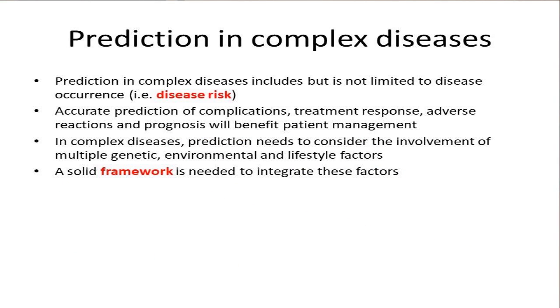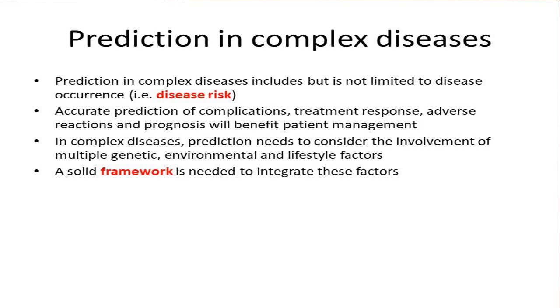And of course, the prediction in complex diseases includes, but is not limited to, disease occurrence, in other words, disease risk, but accurate prediction of complications, treatment response, adverse reaction, and prognosis will all benefit patient management. And in complex diseases, prediction will need to consider the involvement of multiple genetic, environmental, and lifestyle factors, as I think some of the previous speakers have already described.